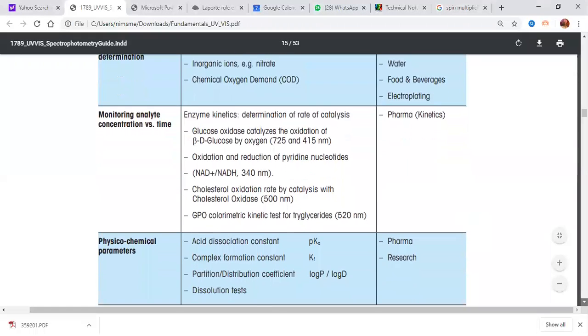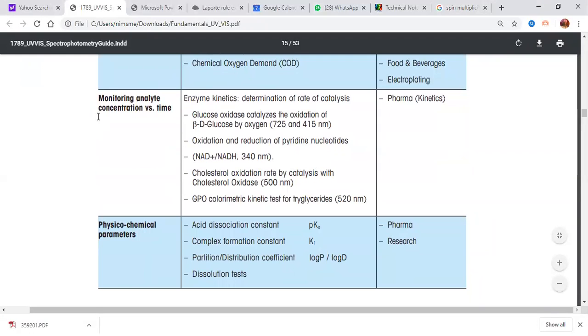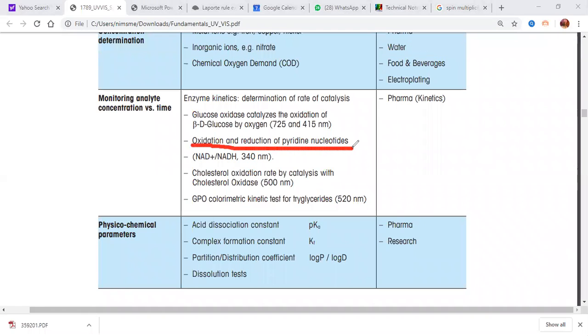The second one, monitoring analyte concentration versus time. Enzyme kinetics, determination of rate of catalysis in the pharma industry. Glucose oxidase catalyzes the oxidation of beta-D-glucose by oxygen. Oxidation and reduction of pyridine nucleotides can also be monitored. Then cholesterol oxidation rate by catalysis with cholesterol oxidase can also be done.